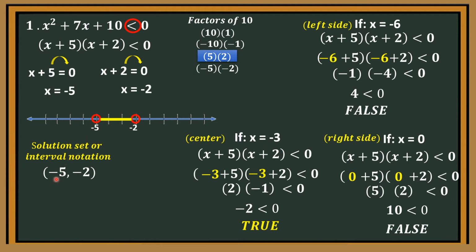So we will have now negative 5 to negative 2. Next is set notation. Let's go back here. You can see here that x is greater than negative 5 but less than negative 2. So let us write that in the set notation. Always use brace. So we will have x such that x is greater than negative 5 but less than negative 2.